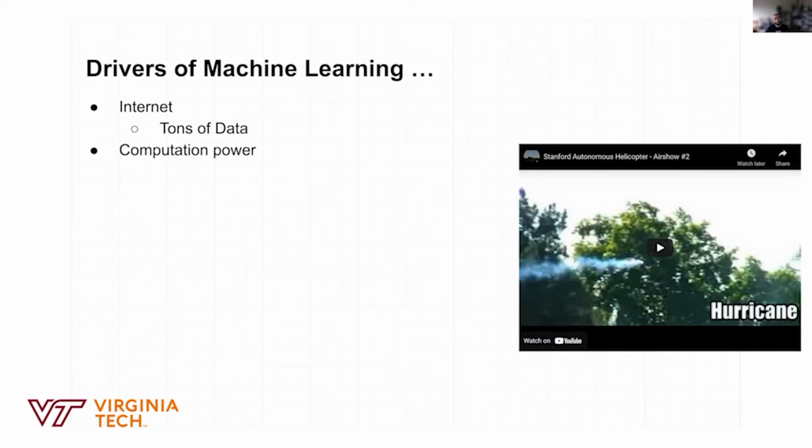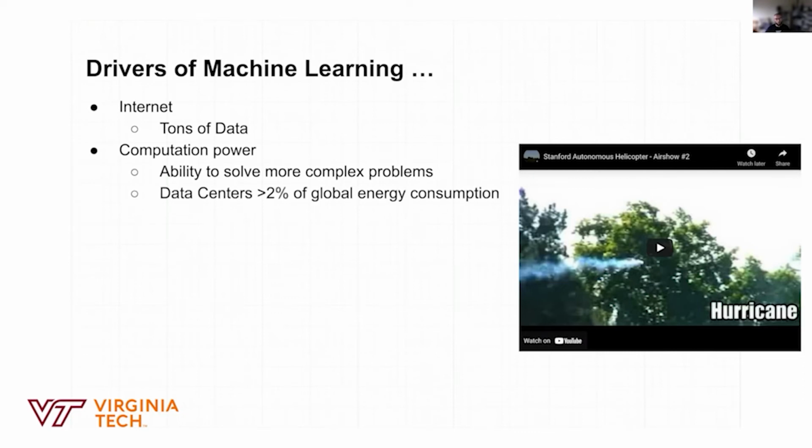Another driver for machine learning is computation power, which gave rise to neural networks in the early 2000s. And just to give you a little glimpse of that, data centers right now, and this number may actually be a few years old, consume more than 2% of the global energy consumption. They consume a lot of energy in the processing and also in cooling the computers that work in those data centers. And with more computational power, we'll be able to solve more complex problems that require a lot of processing.